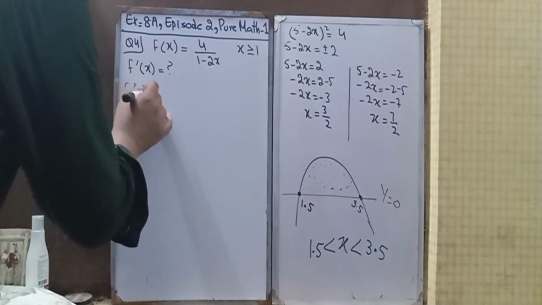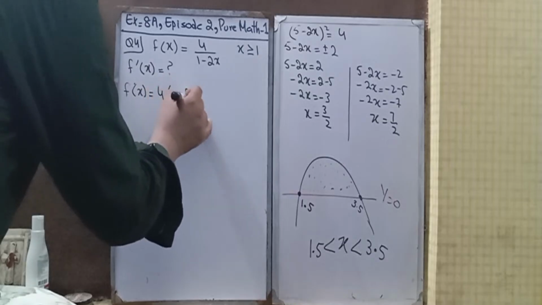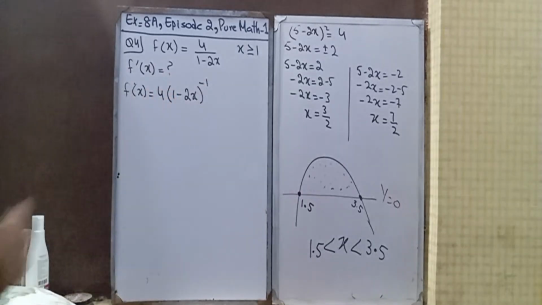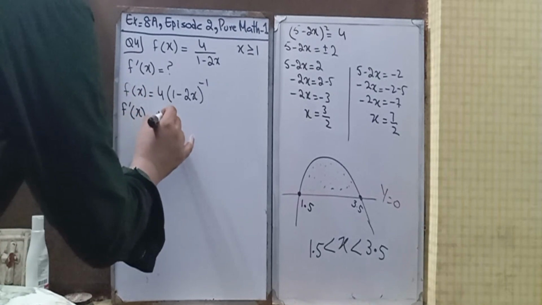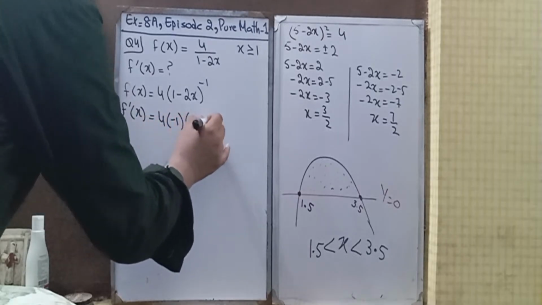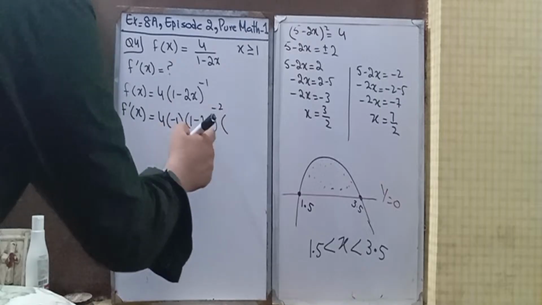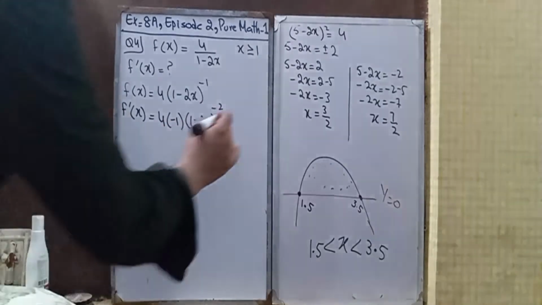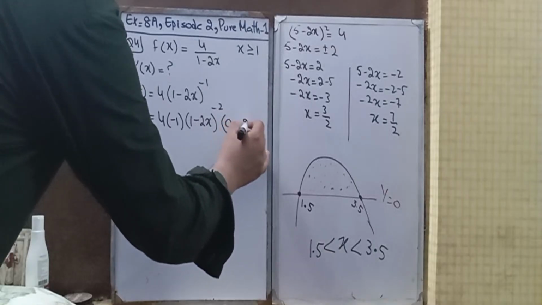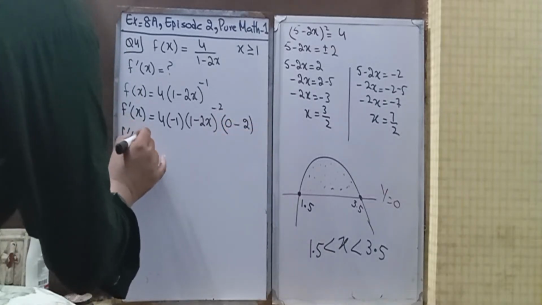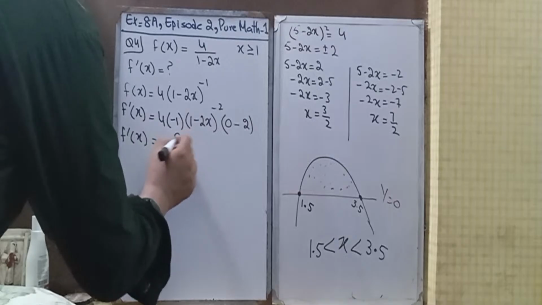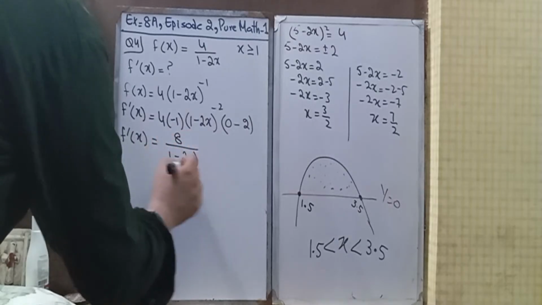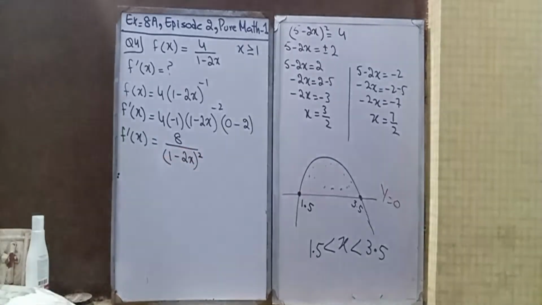So f of x is given, that is 4. I will bring this upstairs, so its power will become negative. Then I will find its derivative, and that will be equal to 4 into minus 1 into (1 minus 2x) raised to power minus 2. Then I will take the derivative of this base, and the derivative of this base will become 0 minus 2. So the derivative will become minus minus plus, 4 2s are 8. So this will become 8 over (1 minus 2x) raised to power 2. Okay. Now, we have found the derivative.